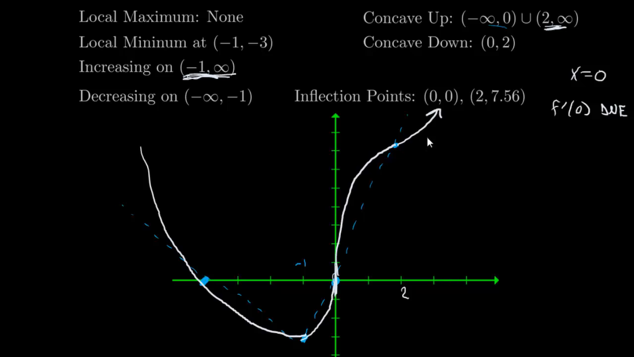So this is my little concave up here. This is my little concave down. And all of this is concave up. And so here's the graph of the function x^(1/3) times (x + 4).